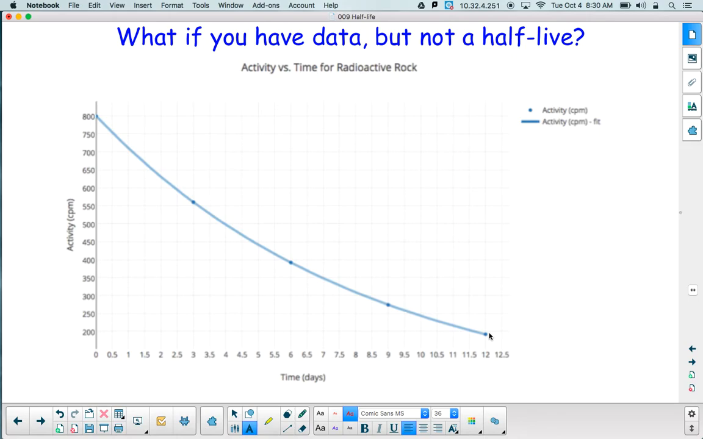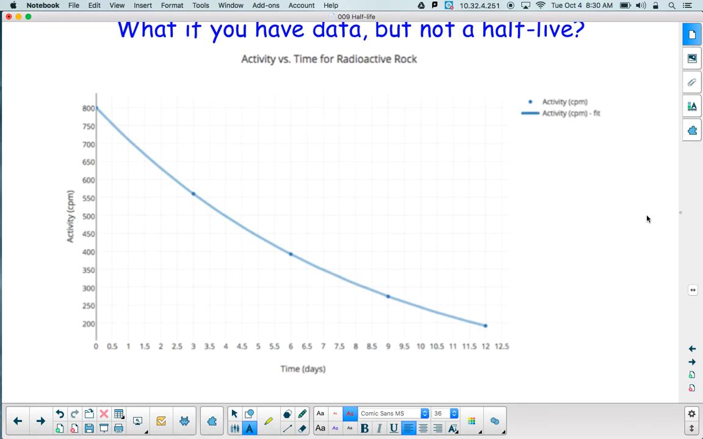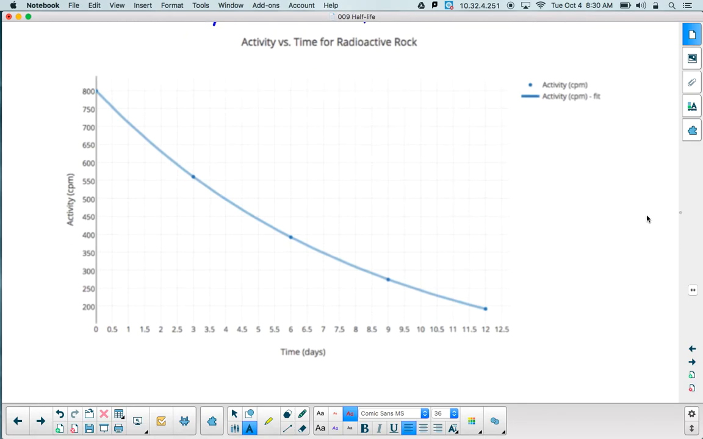Knowing that half-life is an exponential style graph, you fit your data to an exponential curve, and now you need to figure out what the half-life is. We know that the half-life is the amount of time it takes for our sample to lose half of its activity. So what we're going to do is use this graph to determine 3 different half-lives and then average them.